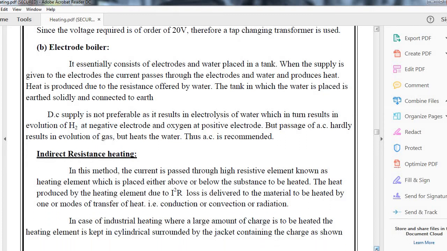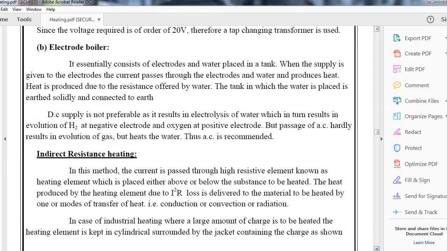The second application is the electrode boiler. It essentially consists of electrodes and water placed in a tank. When the supply is given to the electrodes, the current passes through the electrodes and then the water, and it produces heat. Heat is produced due to resistance offered by the water. The tank in which water is placed is solidly earthed, connected to the earth.